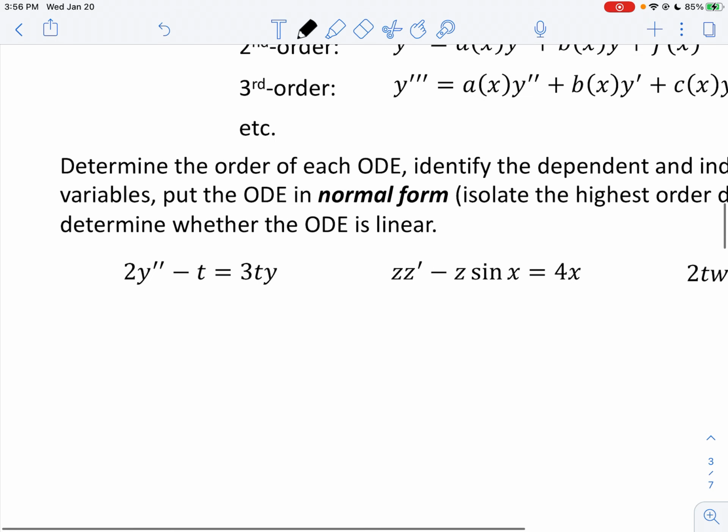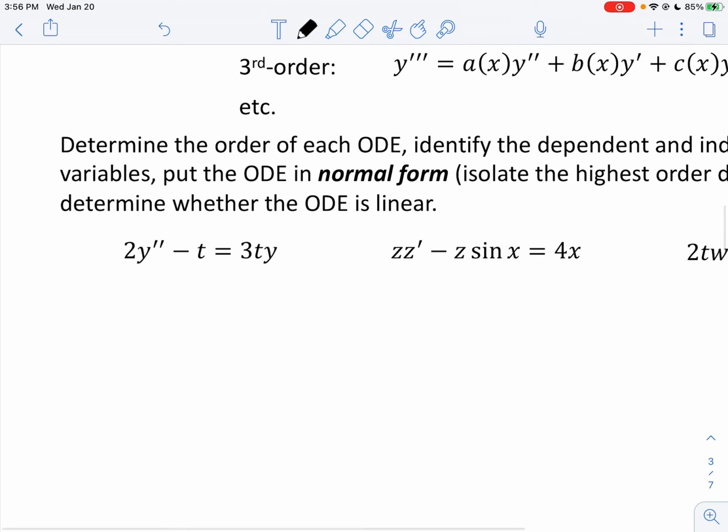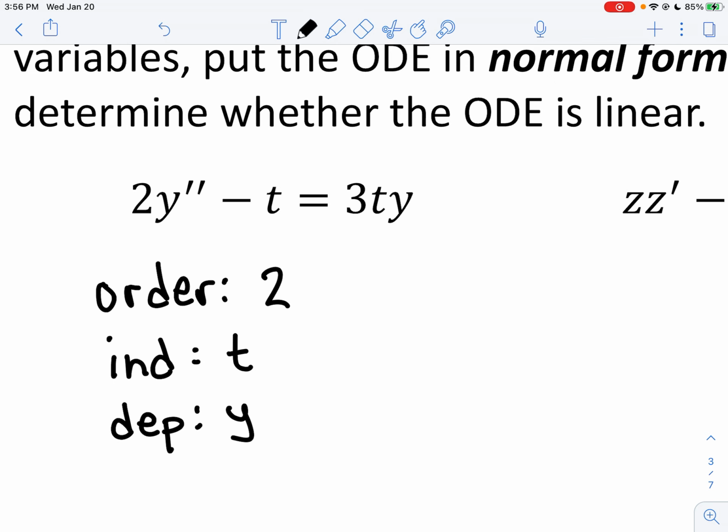Okay, let's start with, we can do these in any order here. Let's start with the order. The highest derivative I see is a second derivative right there, so this is a second order differential equation. And the independent variable, well, the derivative is on y, so the only other variable is t, so that t is the independent variable, and the dependent variable is the y, whichever one has the derivative. This would not be a good differential equation if there was a t prime as well. You can't have derivatives on both of the variables. It's going to be on only one of the two variables, and that's the dependent variable.